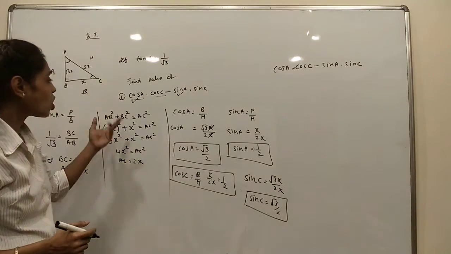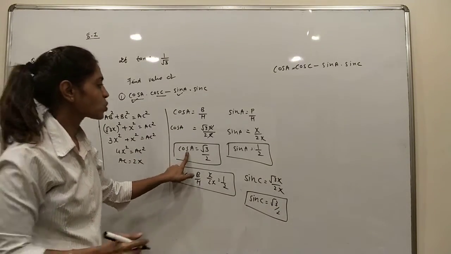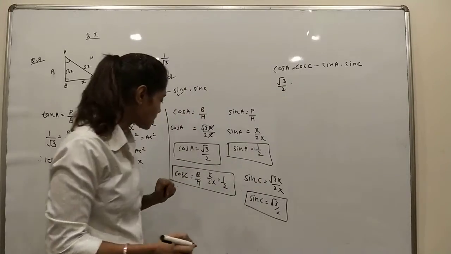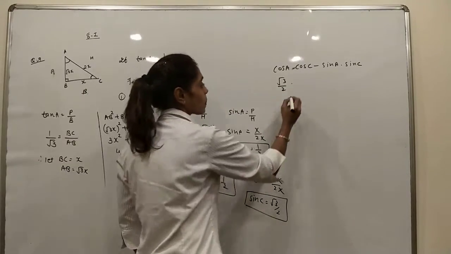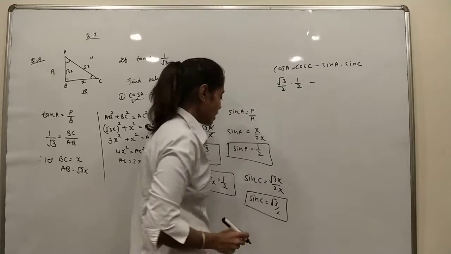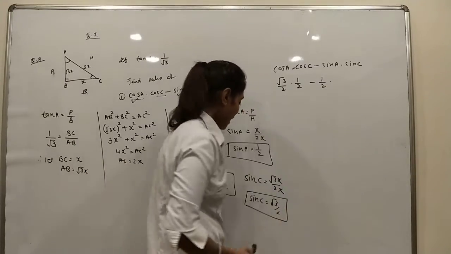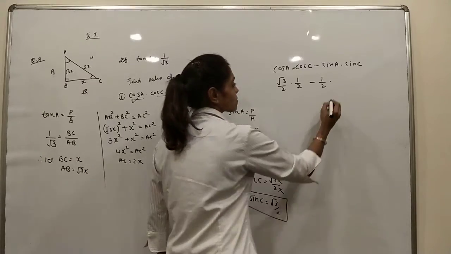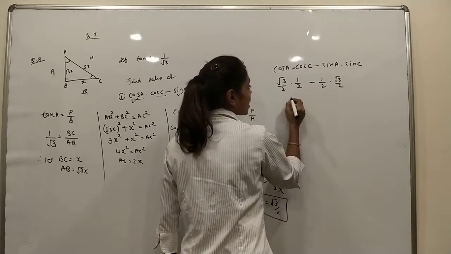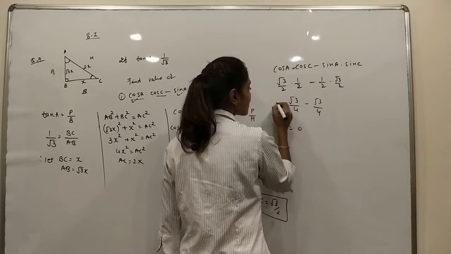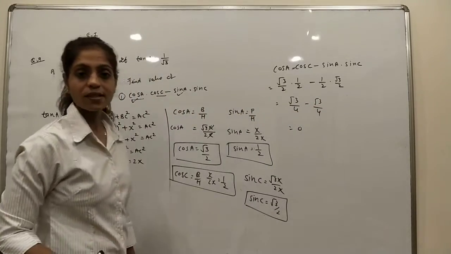Right? Now cos A is root 3 by 2. Cos C is 1 by 2. Sin A is 1 by 2. Sin C is root 3 by 2. So root 3 by 4 minus root 3 by 4 is 0, which is your answer.